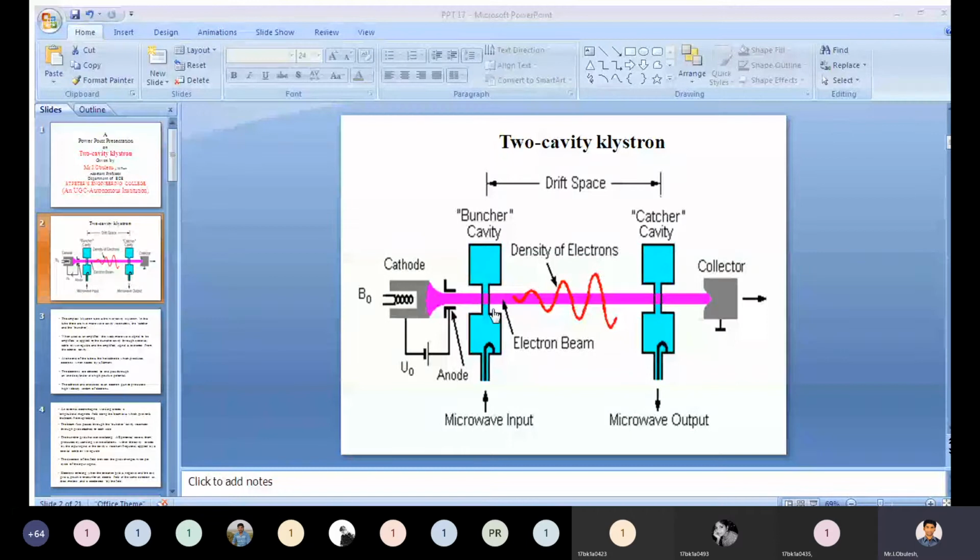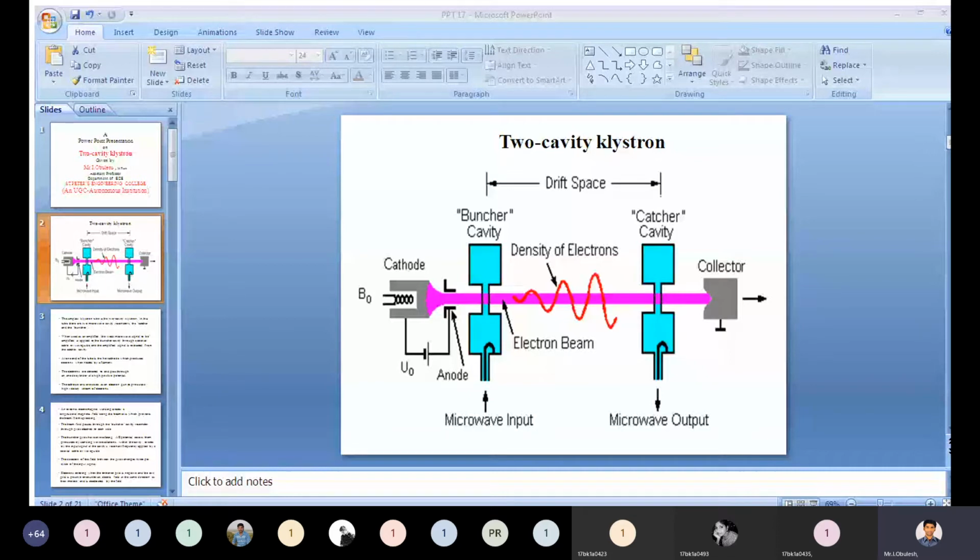You need to remember in this slide, so I'll read out once again. You need to remember. The klystron tube is a two cavity klystron. So in this tube there are two microwave cavity resonators. One is the catcher, another one is the buncher.